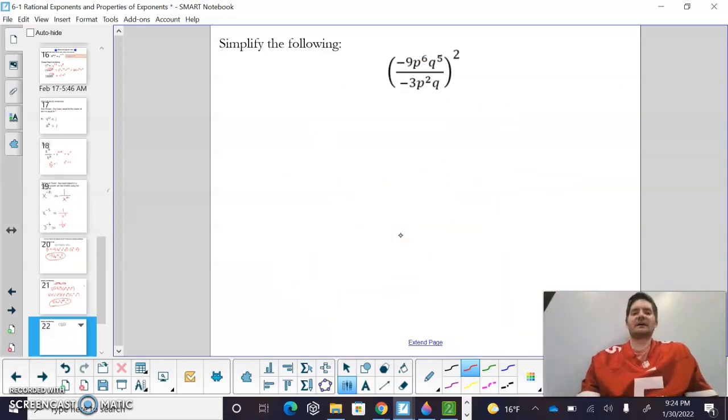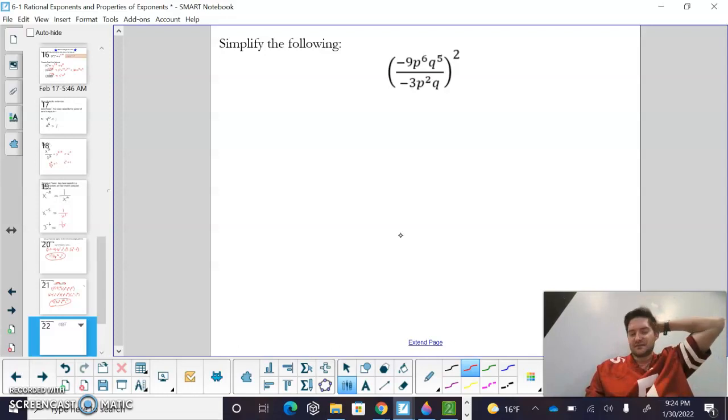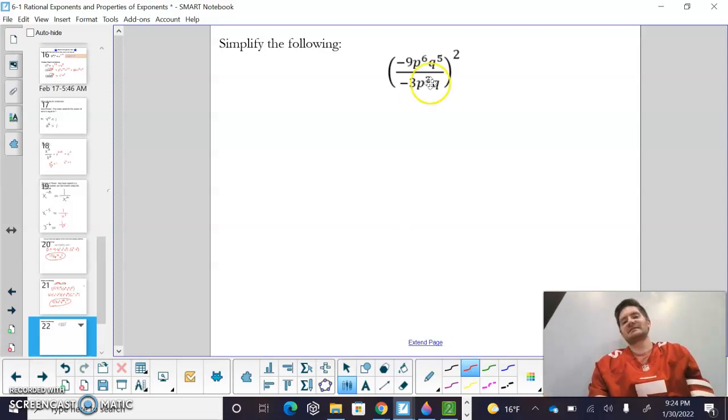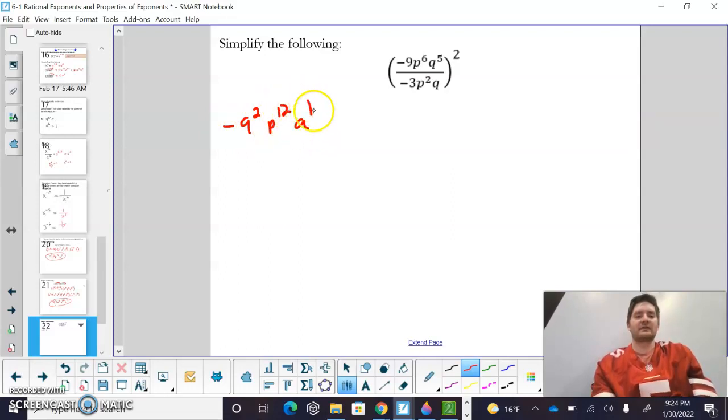Now, this last one where we have negative 9, p to the 6th power, q to the 5th power divided by negative 3, p squared, q, all raised to the power of 2, that one can be completed a number of different ways. Since technically this is in parentheses, you can do this first if you wish, or you can also distribute the exponent to everything. So then this would just be negative 9 squared, p to the 12th, q to the 10th divided by negative 3 squared p to the 4th q squared.